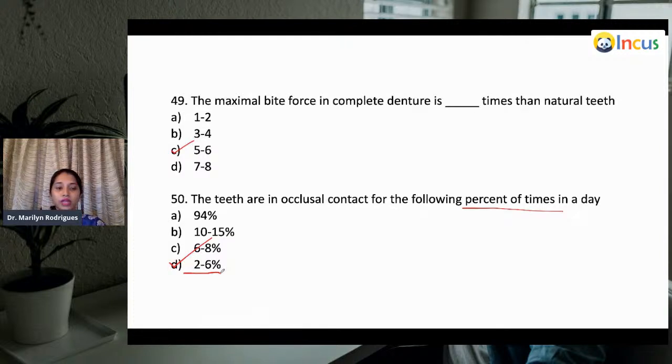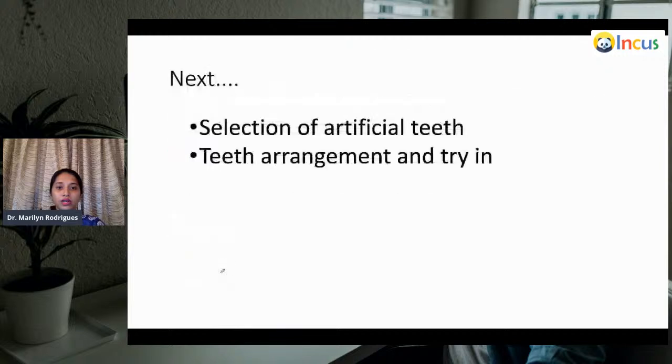Coming to the end of today, that's it for today. We finished with occlusion and a few revision MCQs also. In my next lecture, I'll be dealing with selection of artificial teeth and teeth arrangement. Please read up on this so we can answer the MCQs quickly and finish them.